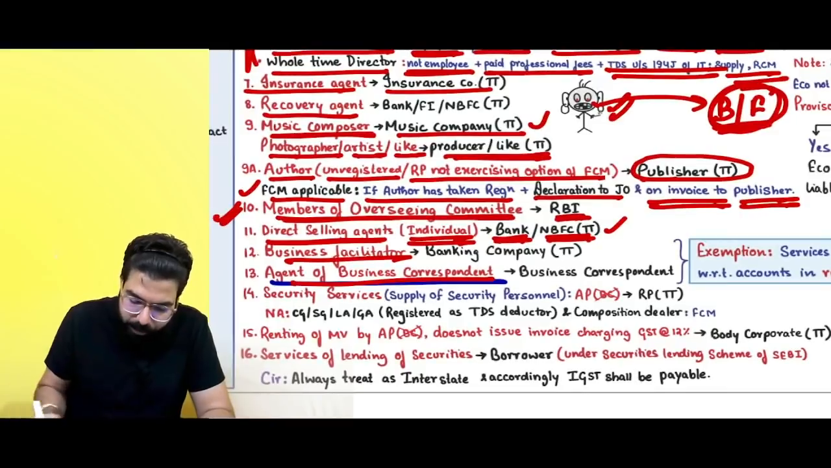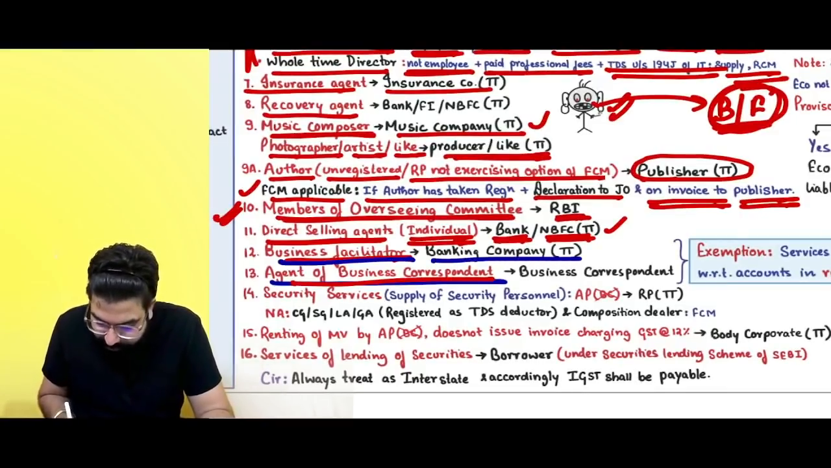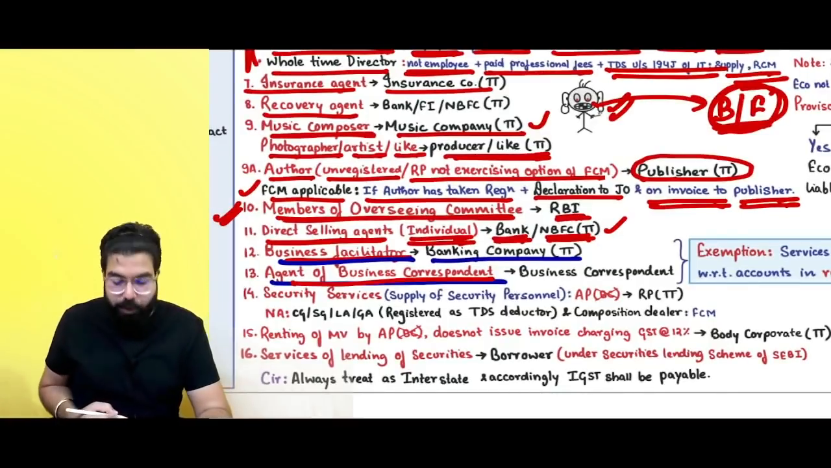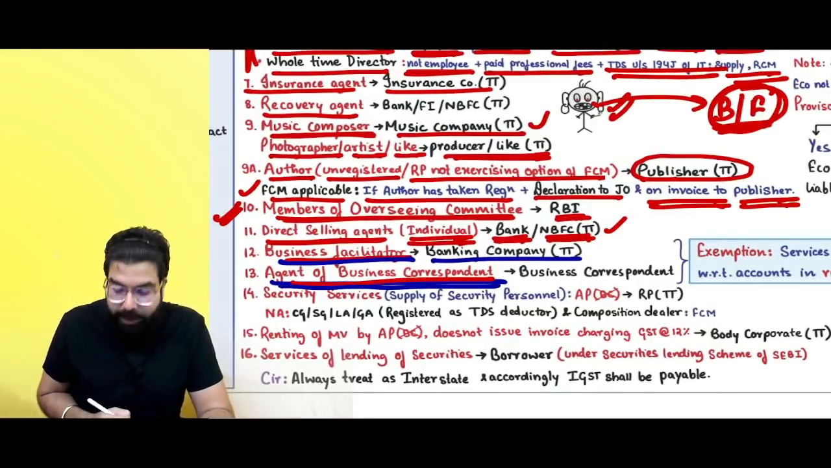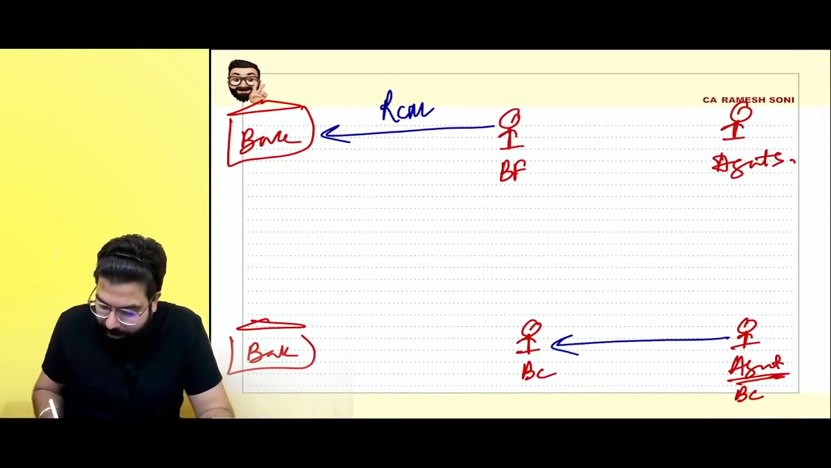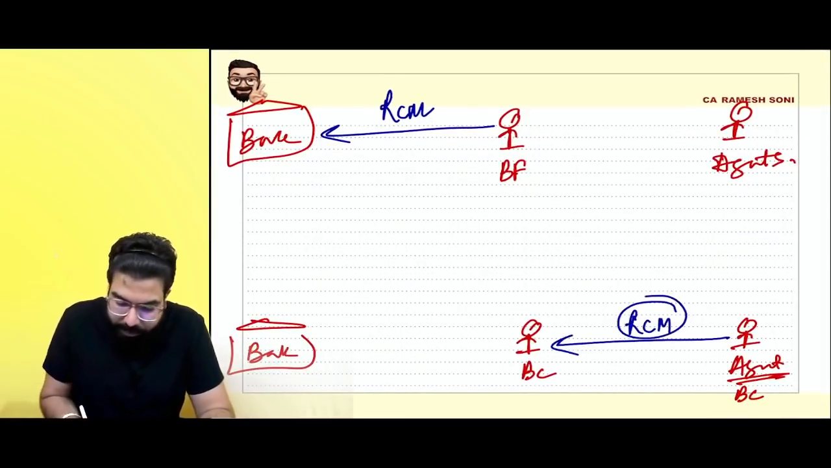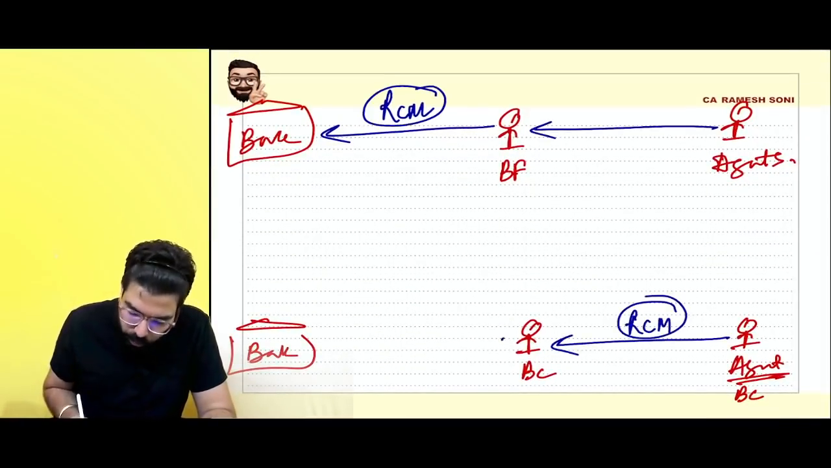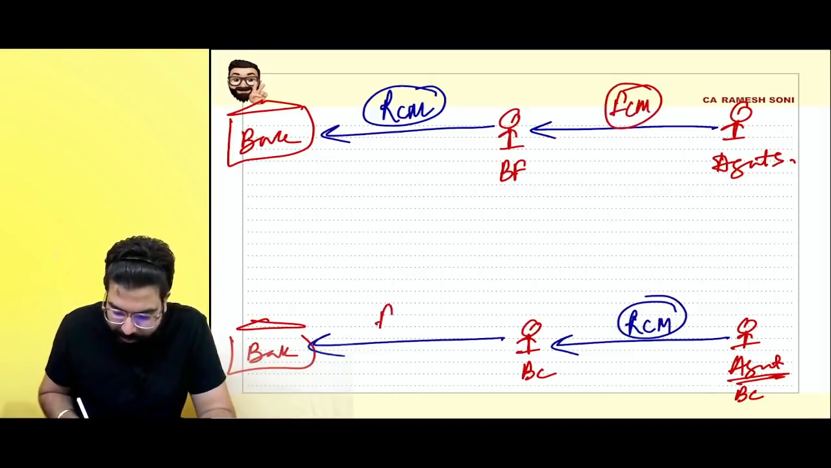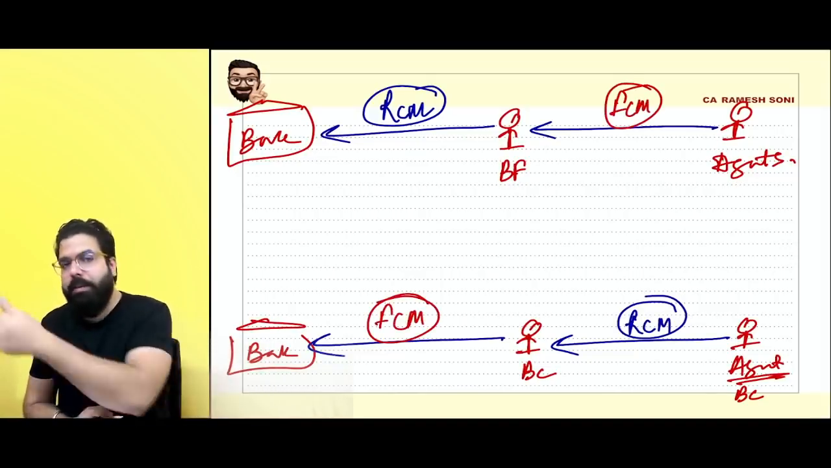So it is being told that whenever a business facilitator is giving services to a banking company, in that scenario reverse charge mechanism will come. Okay sir. Business correspondent, agent of a business correspondent, if he gives to a business correspondent, then also reverse charge mechanism will come. Then you will tell me, sir, what about the other two which is there? Whenever nothing is told, always remember forward charge mechanism shall be applicable.